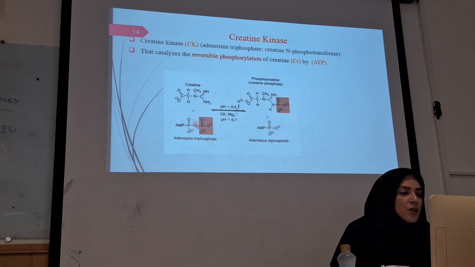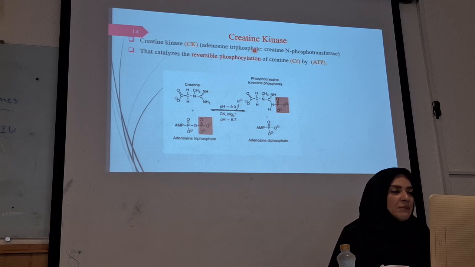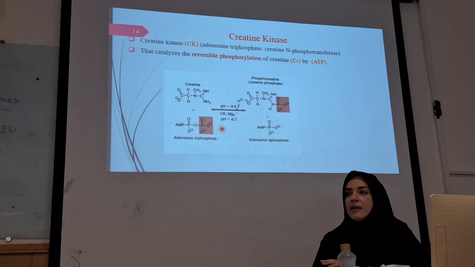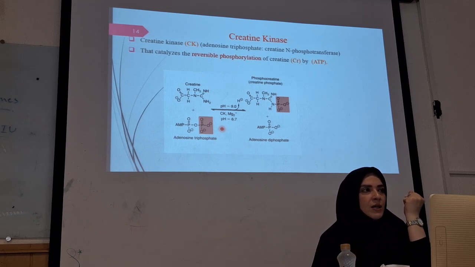And what is the source of this phosphate? ATP. Okay? So, as the name implies, this enzyme catalyzes, as you can see here, a reversible reaction, reversible phosphorylation of creatine by ATP. When the muscle contracts, okay, when the muscle contracts, what happens?